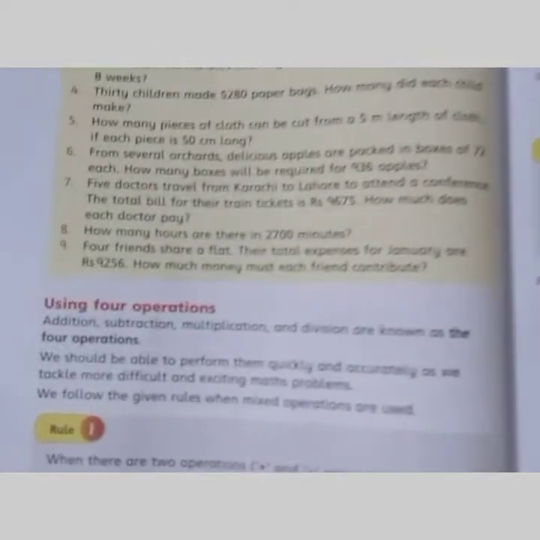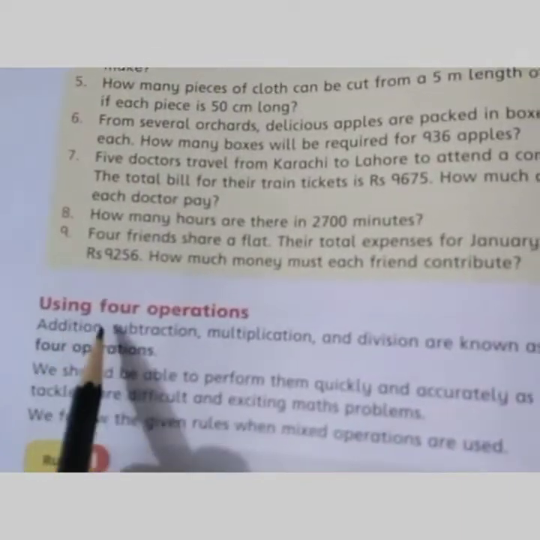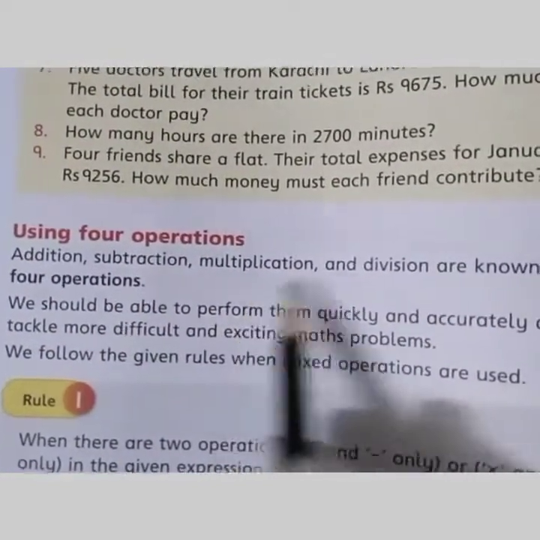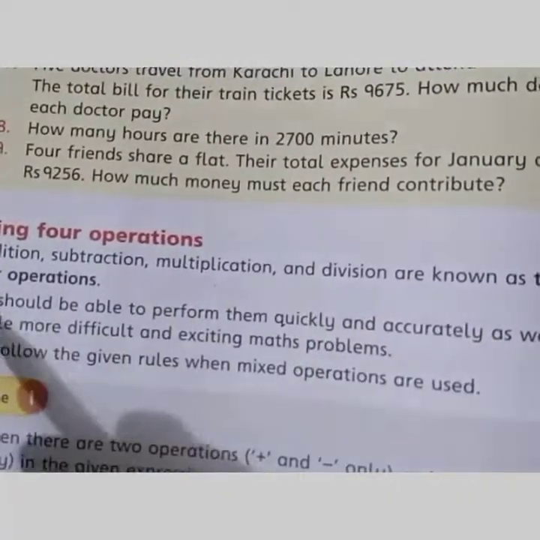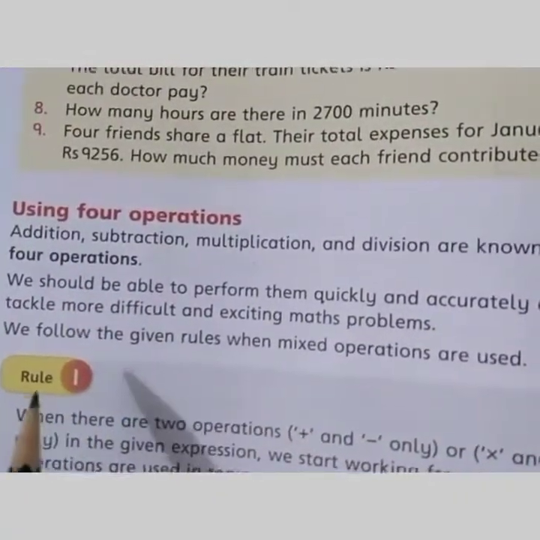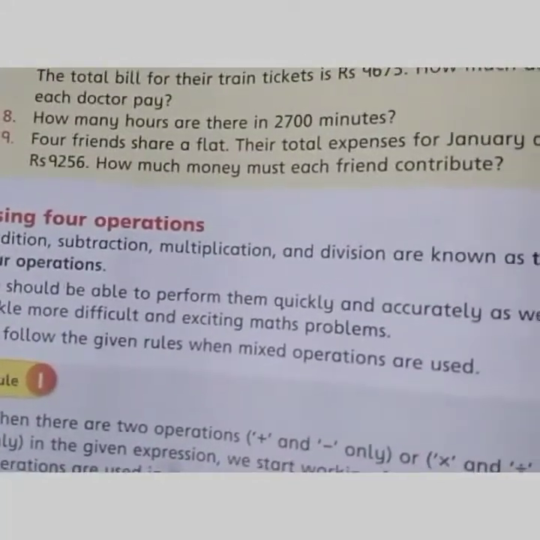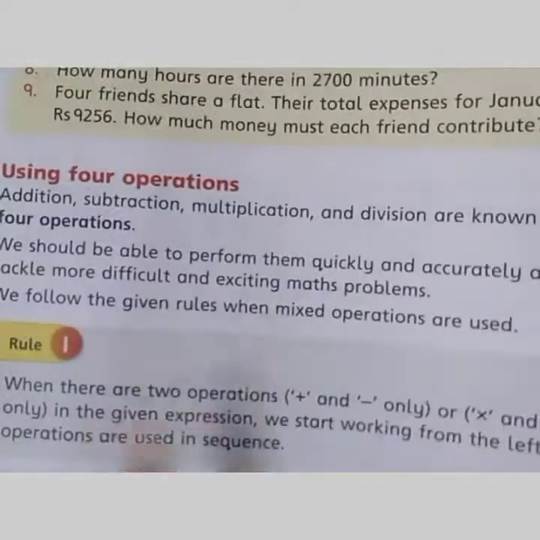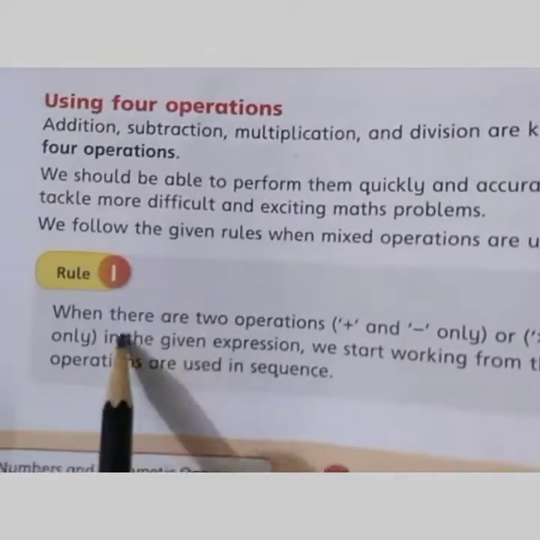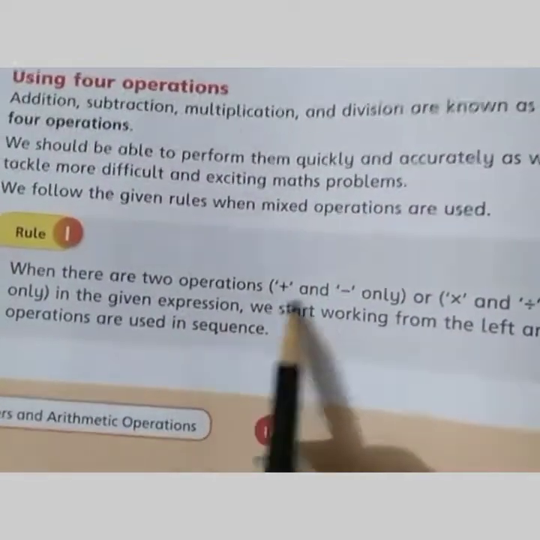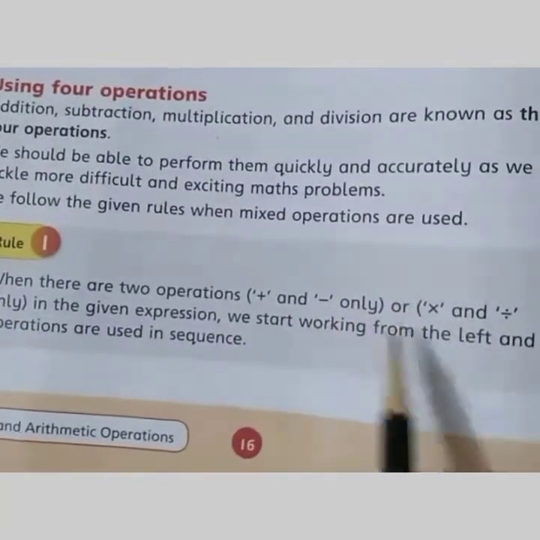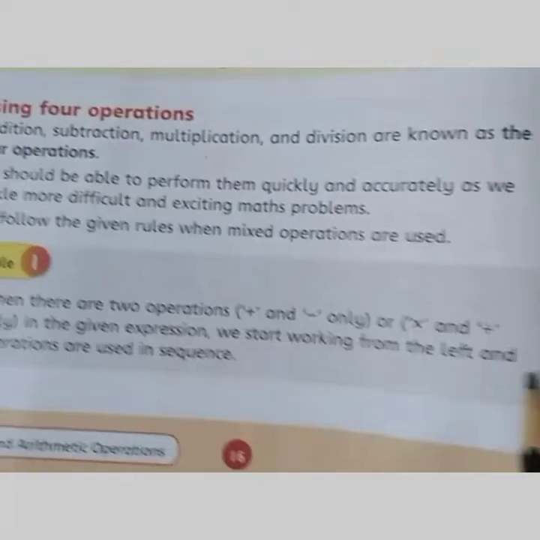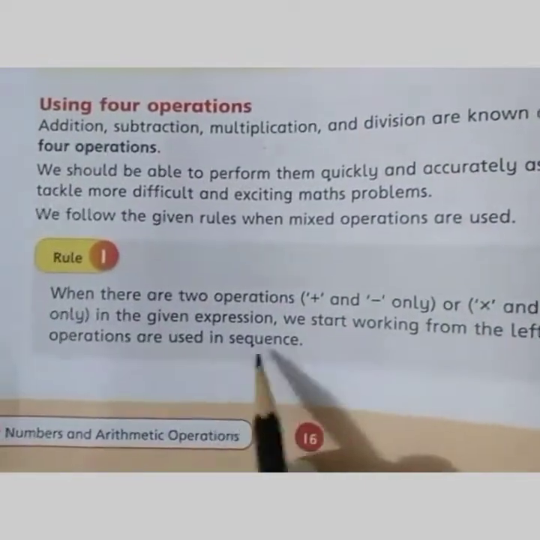Friends, I will explain how to use the 4 operations. The 4 operations are addition, subtraction, multiplication and division. We should be able to perform them quickly and correctly as we tackle more difficult and exciting math problems. We follow the given rules. Rule number 1: when there are 2 operations, plus and minus only, or multiply and divide only, in the given expression, we start working from the left and the operations are used in sequence.